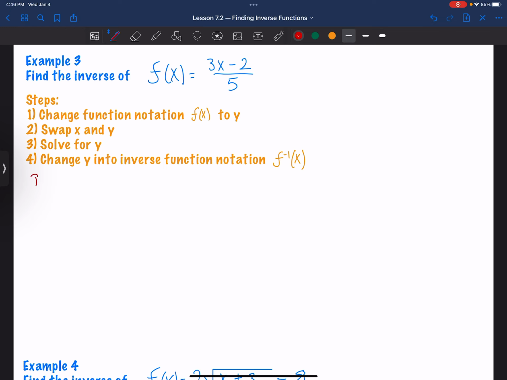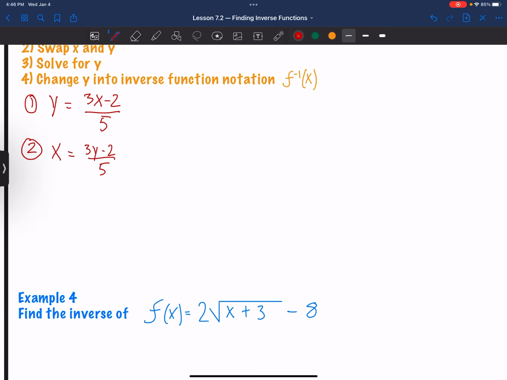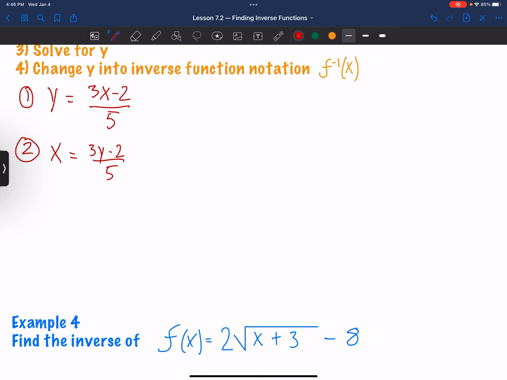So here's what that looks like. Here is step 1. I will rewrite this equation using y substituting for f of x. You see, all I did was replace this f of x up here with y. Yeah? Now, step 2, I will swap x and y. So x becomes y and y becomes x. I will now solve for y. So I'm going to figure out y in terms of x.